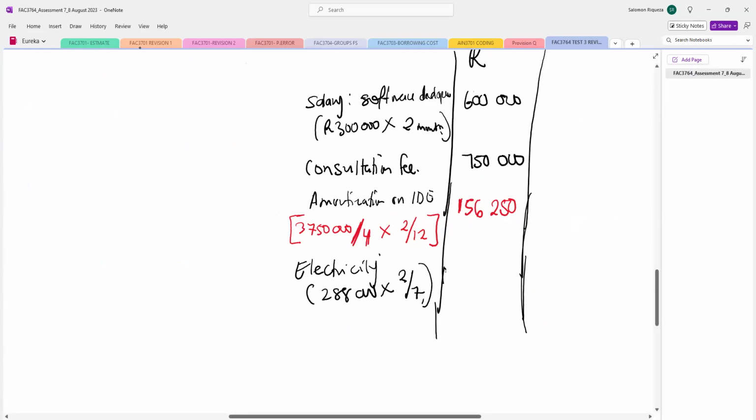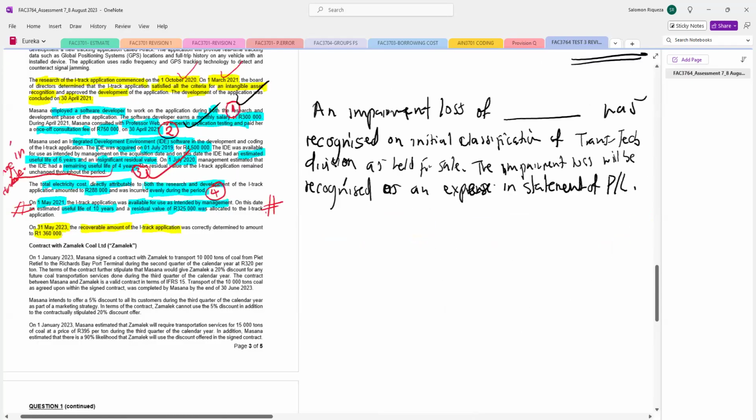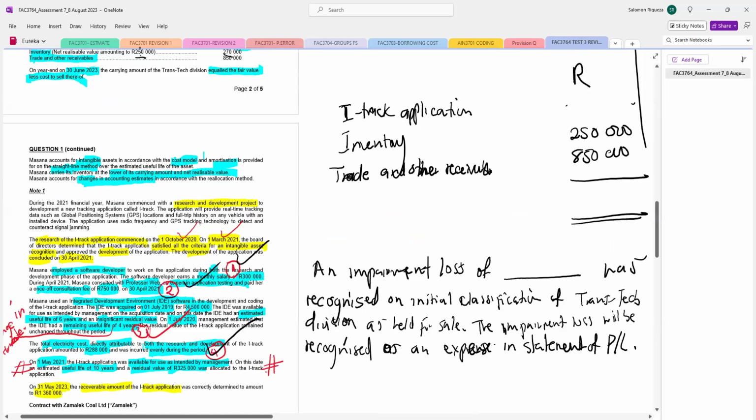So 288,000 multiplied by 2 divided by 7. All right, and I'm getting 82,286. Okay, please confirm. Let me go down my list. Okay, so this is the one I did. This was the last expense, right?